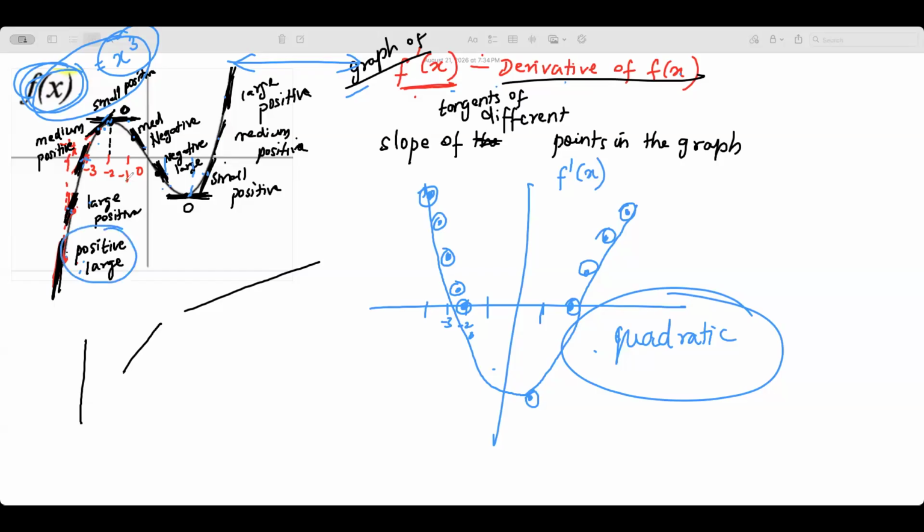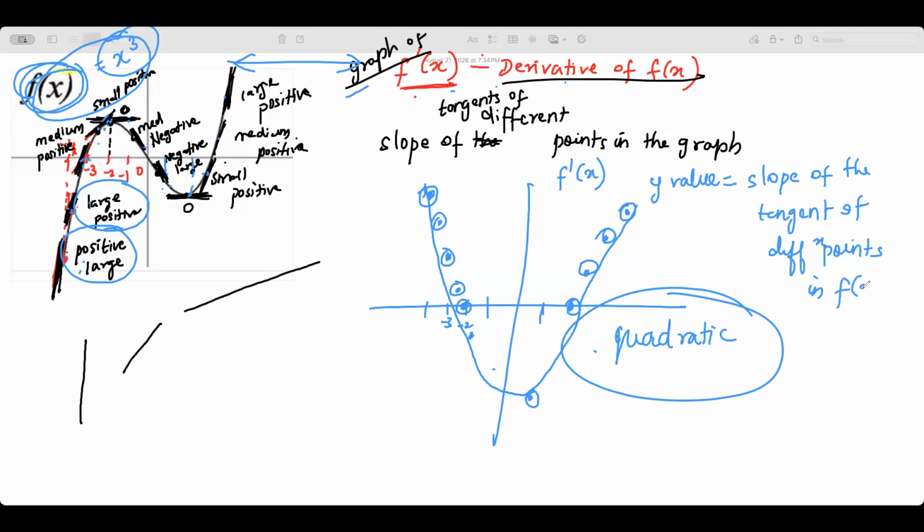Then we made a note of the y values. So the y value of this graph is what? The slope of the tangent at different x points in the f of x graph. Make sense? So we are trying to draw the graph of the derivative of a cubic function, which turns out to be a quadratic function. Can I move on?